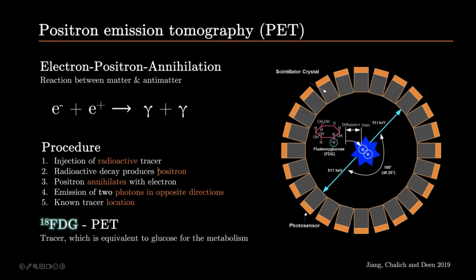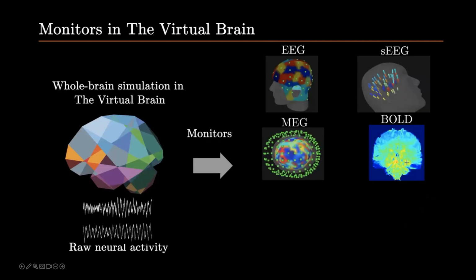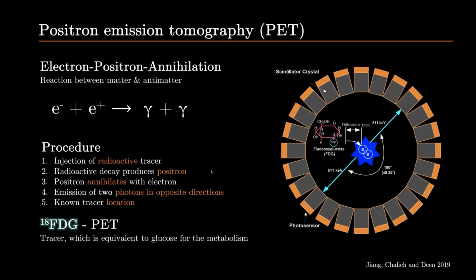And what is 18-FDG now? 18-FDG is a specific tracer. I think it's called a radiopharmacon. 18-FDG PET is equivalent to glucose, at least for the metabolism. It's a molecule very similar to glucose, where 1 atom was replaced by, I think, 18-fluor, which is radioactive and produces these positrons. So we can inject 18-FDG and see where glucose is going. It means also we know where the brain is consuming energy.